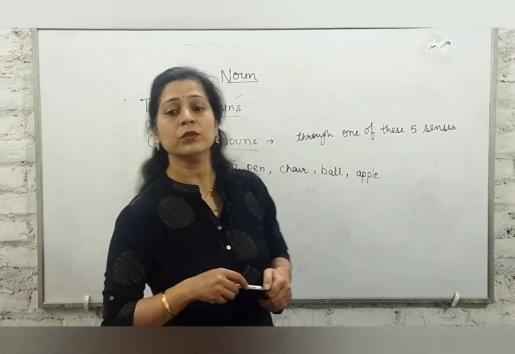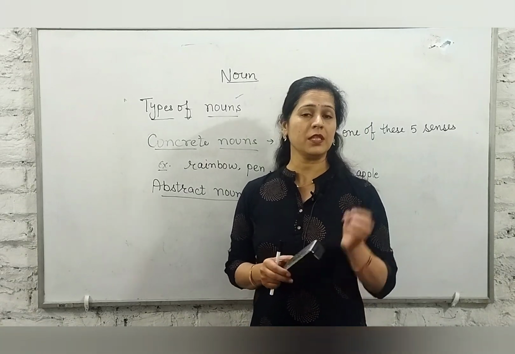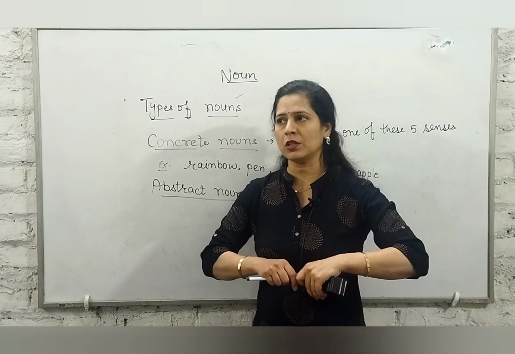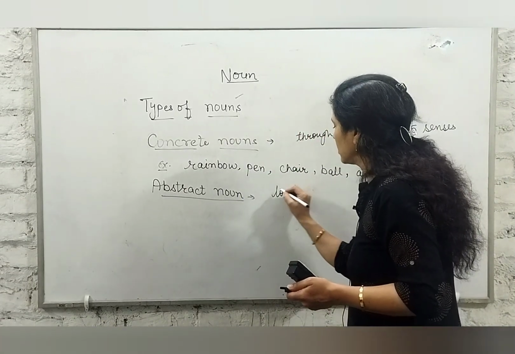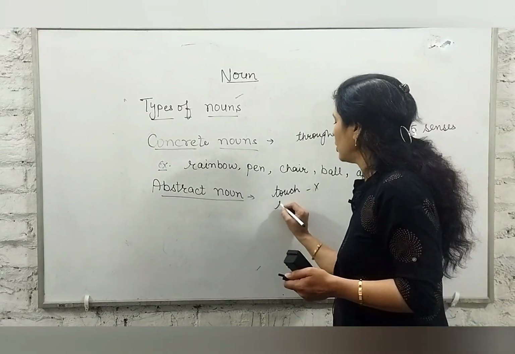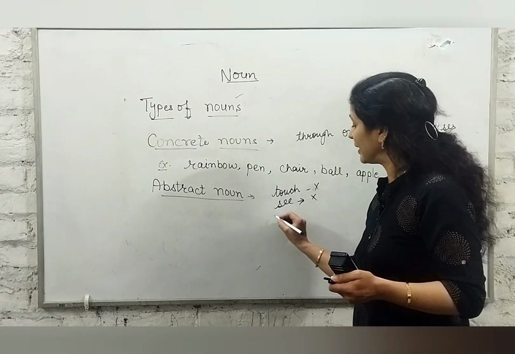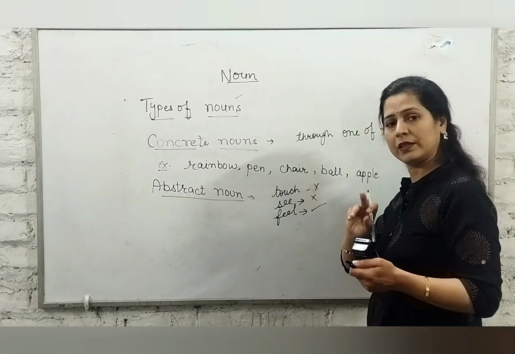Nouns are the nouns that cannot be perceived using these 5 senses. Basically, you cannot touch them, right? You cannot see them, but you can feel them. Yes, we can feel them.